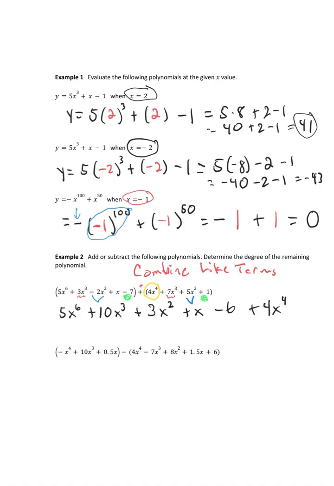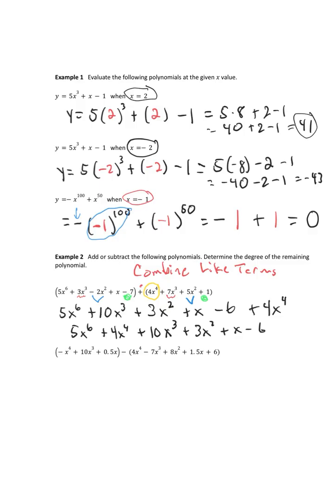And the order here, it's actually okay like this. Sometimes you might see it in descending order. So if you wanted to write this as 5x to the 6th plus 4x to the 4th, you just kind of count down your exponents. Sometimes that's nice just for organization purposes. Either one of those answers would be fine.